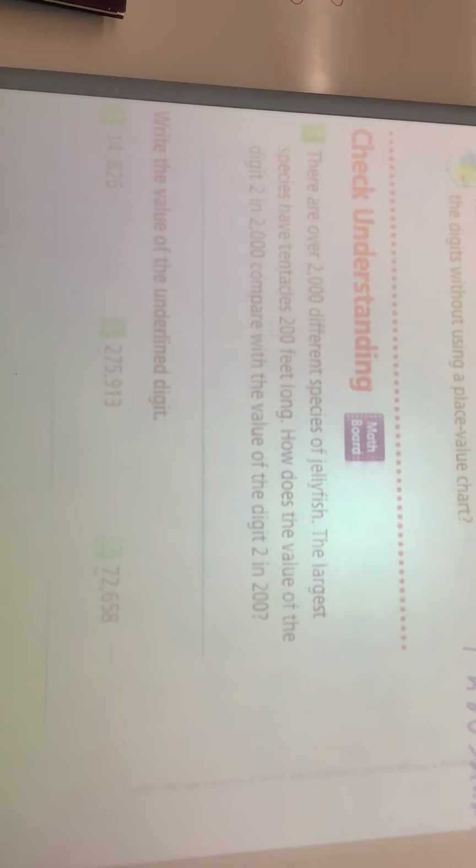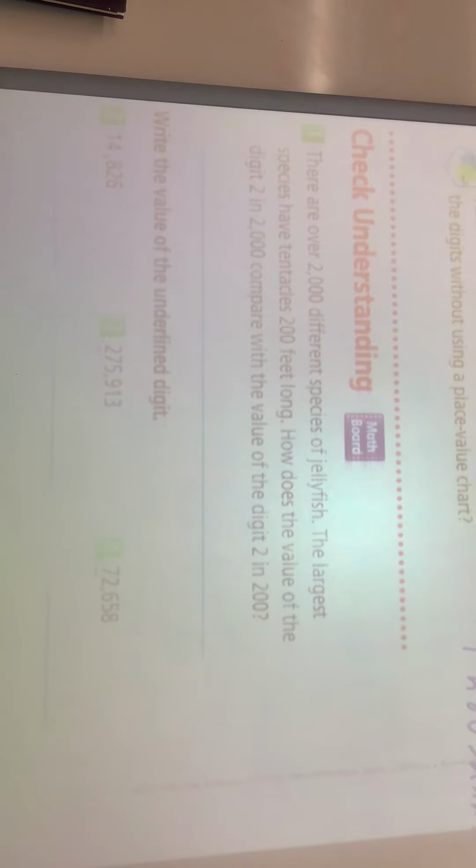There are over 2,000 different species of jellyfish. The largest species has tentacles 200 feet long. How does the value of the digit 2 in 2,000 compare with the value of the digit 2 in 200?